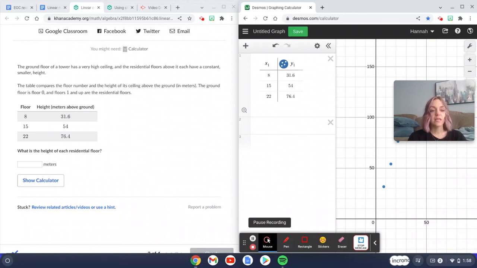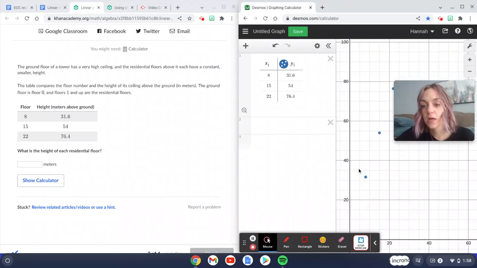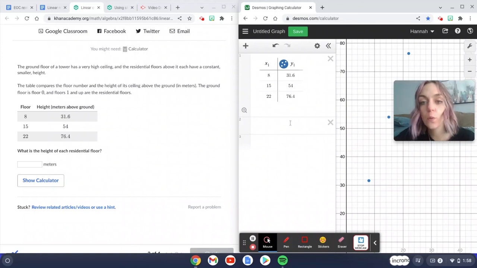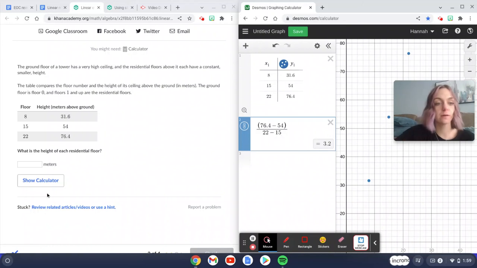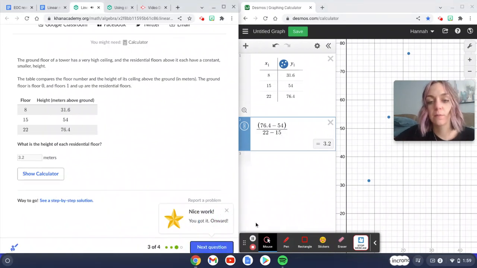And then it's saying what's the height of each residential floor. So the height per floor. What this is asking me to find is the slope. So you can either count the dots, or what we can do is solve this algebraically. So I'm going to take this y, and then I'm going to subtract the y right above it, 54. And then I'm going to take my second x. So I'm starting with 22, and then I'm going to subtract 15. And I get that each floor is 3.2 meters because that's my slope. Meters per floor. So you would type 3.2 here and then move on to your next problem.